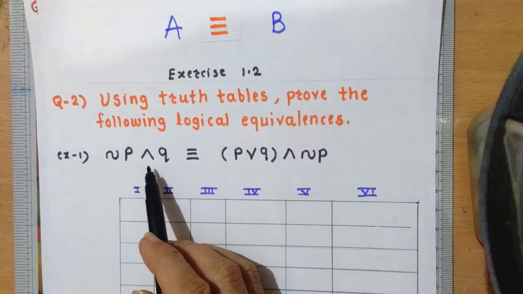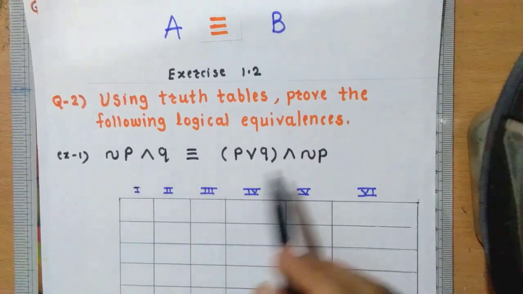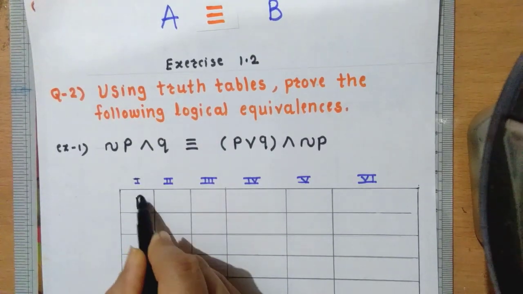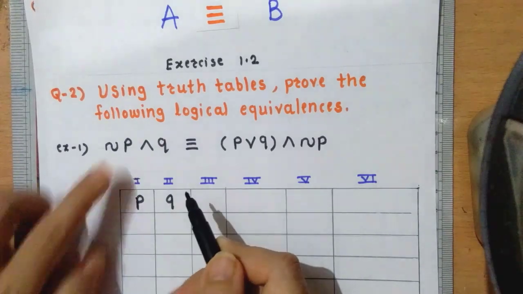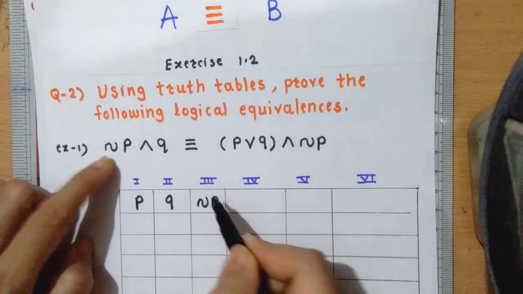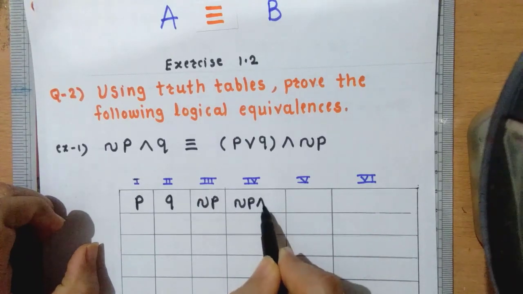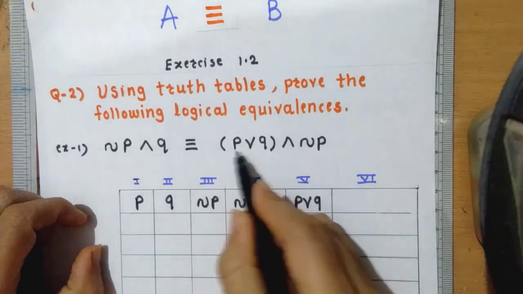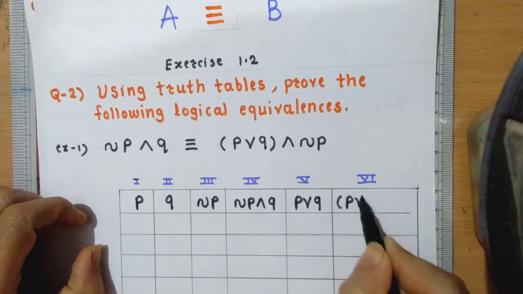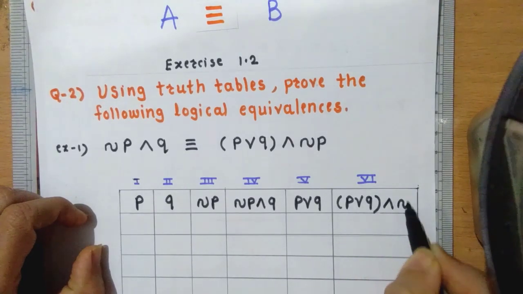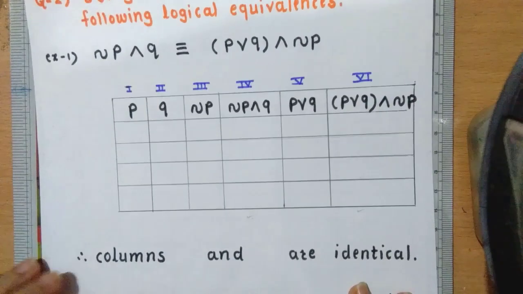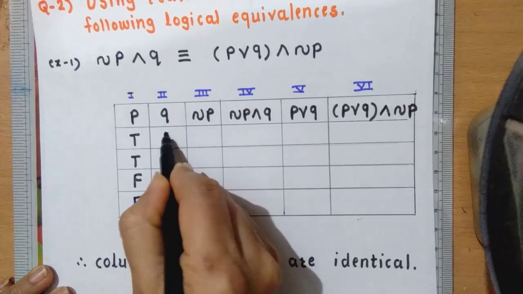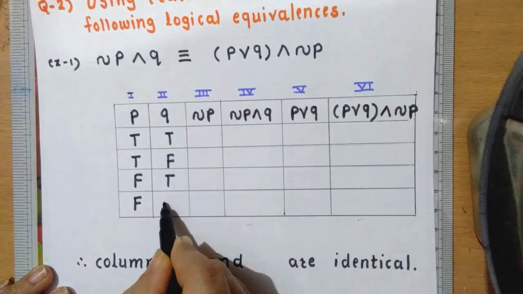That means here we have to prove that all truth values of LHS are same as RHS. Now we can observe here only two statements. So first column is P, second one is Q. Then we will take negation P, then hold this negation P conjunction Q. Then from RHS P disjunction Q, and last one this whole, that means P disjunction Q conjunction negation P.